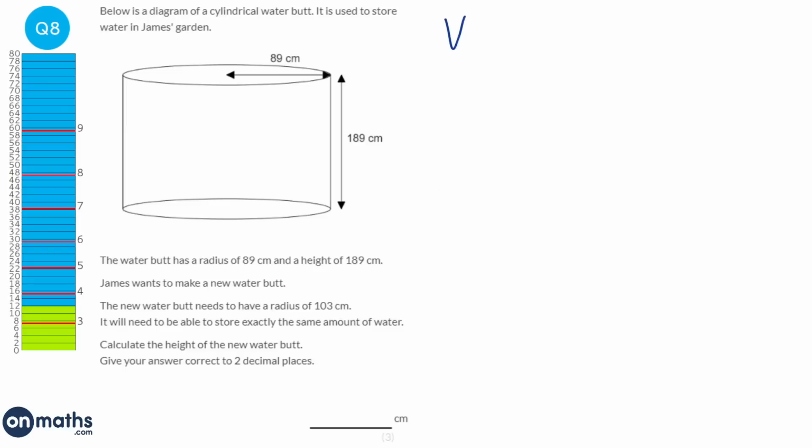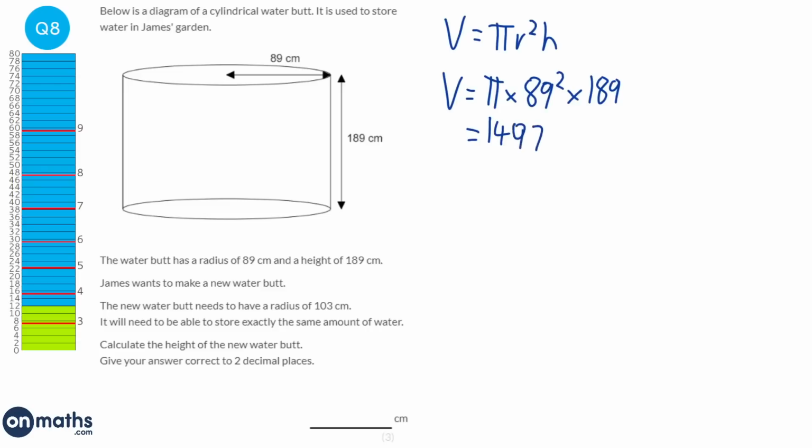So first thing to realise is that the formula for a volume of a cylinder is pi r squared h. So what we need to do first of all is work out the volume of the water butt that James currently has. So we're going to do the volume equals pi times the radius, which is 89 squared, times the height, which is 189. And when we do that, we get 149069 lots of pi. And I'll keep this in terms of pi just for simplicity.